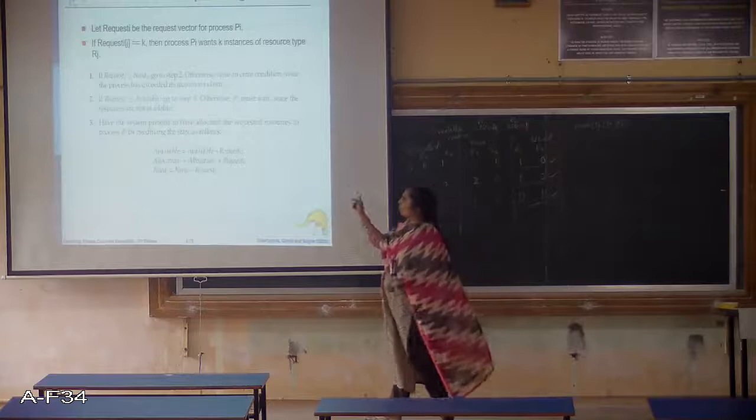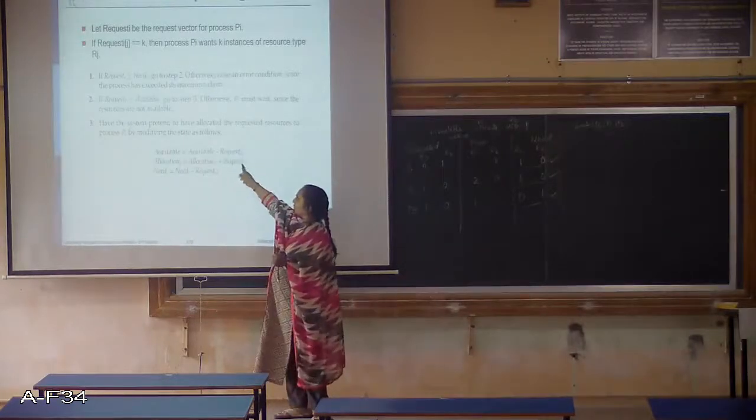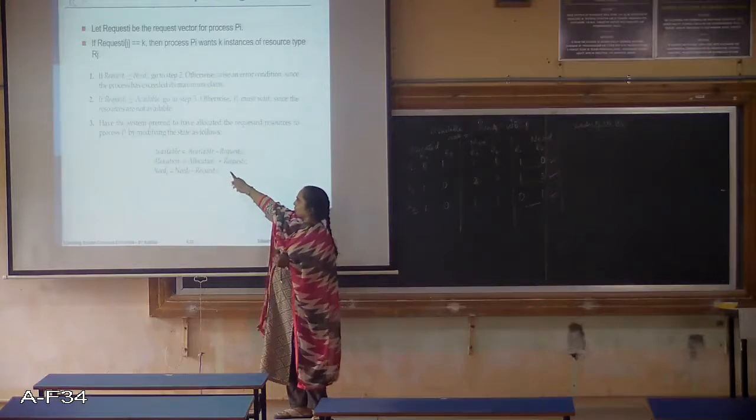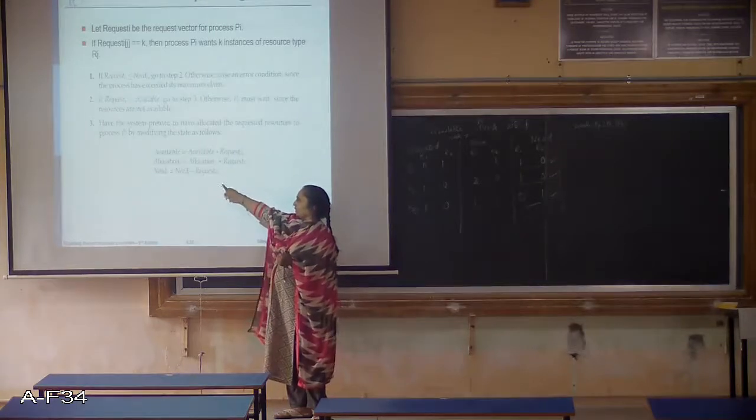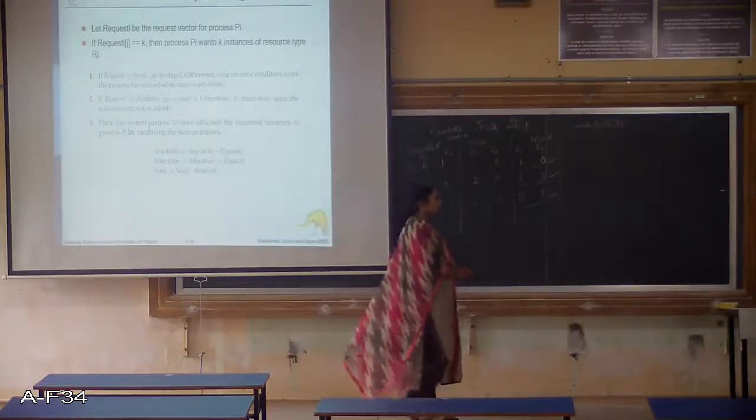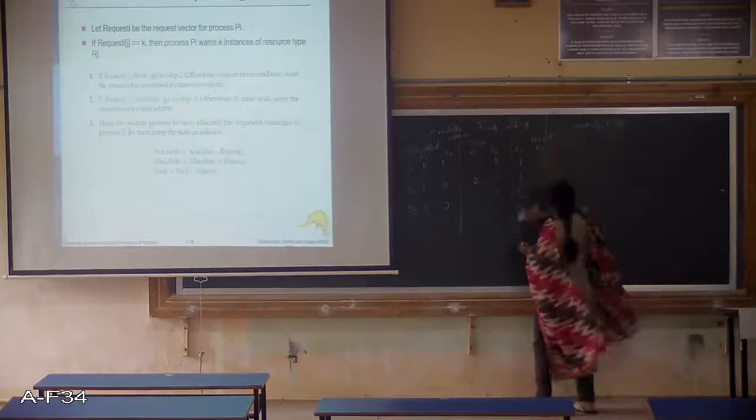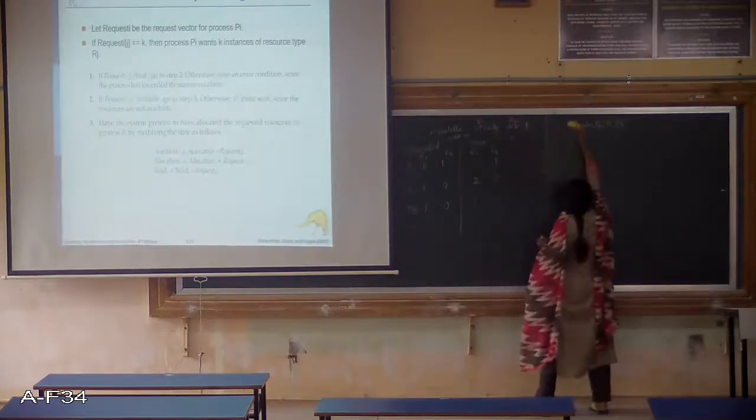Okay. So have the system pretend to have allocated the requested resources to process Pi by modifying the state as follows. Available is equal to Available minus Request. Allocation is equal to Allocation plus Request. Need is equal to Need minus Request. So you will have to update this. We will see this with another example.